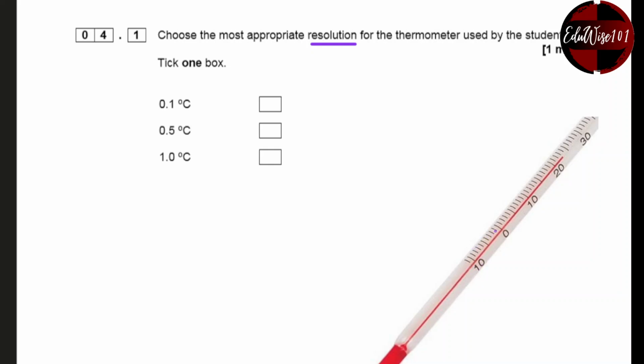Anyway, how do we actually work out the resolution? This is 0 degrees. Between 0 and 10, there are 10 divisions. So the resolution is the lowest reading that you can actually make. So the lowest reading is 0 point, and that line indicates 0.1. So the resolution is 0.1.